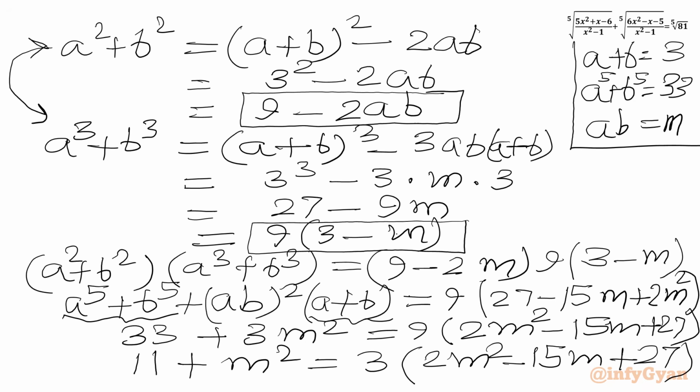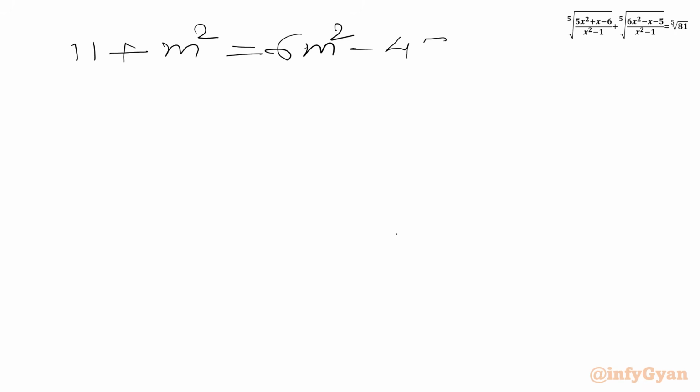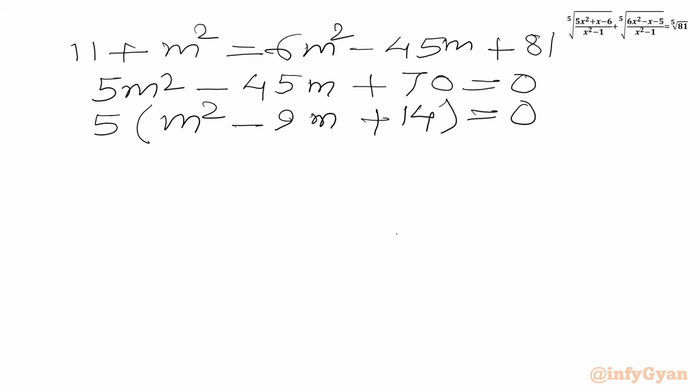Now we will simplify the RHS. So we can write 11 + m². Let's multiply the bracket with 3. We will get 6m² − 45m + 81. Take all the terms to the RHS. We will get 5m² − 45m + 70 = 0. We can take 5 common out. So in the bracket there will be m² − 9m + 14 = 0.